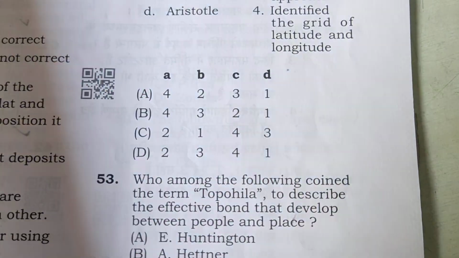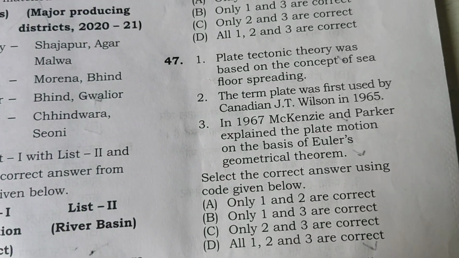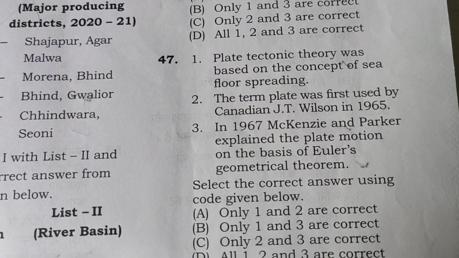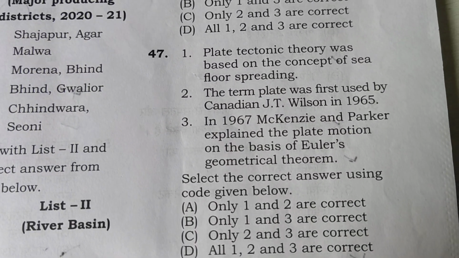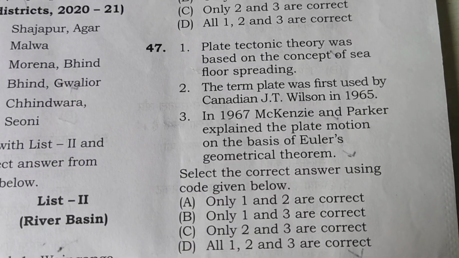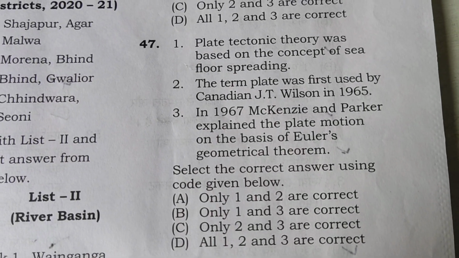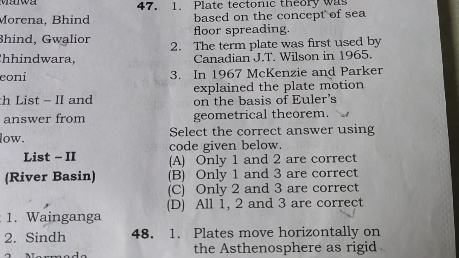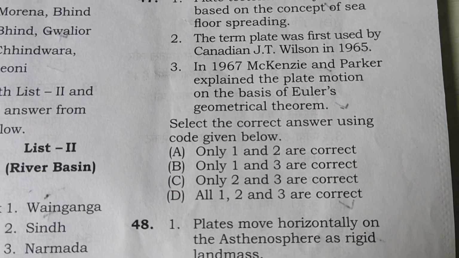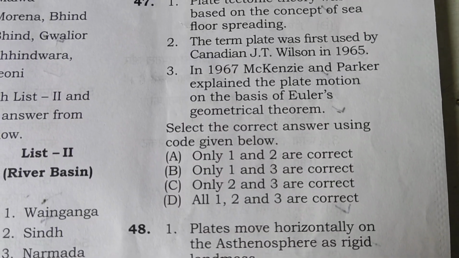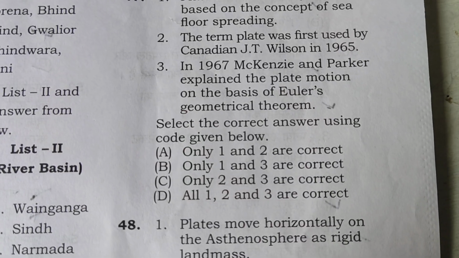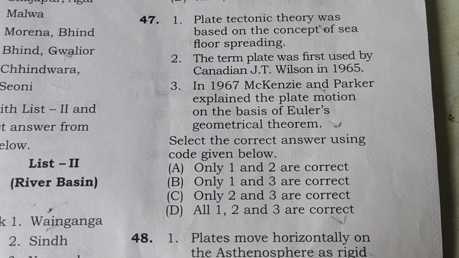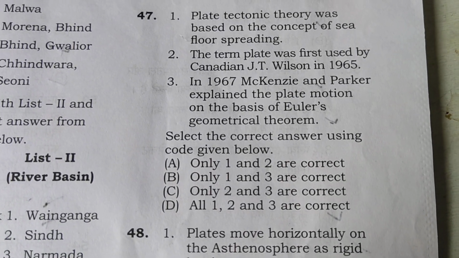47. The plate tectonic theory was based on the concept of the sea floor spreading. This is correct. The term plate was first used by Canadian J.T. Wilson in 1965. This is also correct. In 1967, McKenzie and Parker explained the plate motion on the basis of Euler's geometrical theorem. Third is also correct. Therefore, the option is correct.